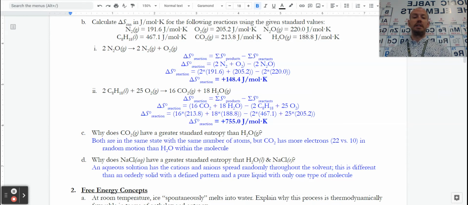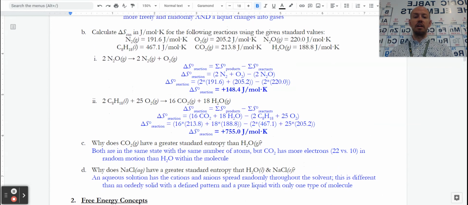So I have 2 for my nitrogens, 1 oxygens, and 2 dinitrogen monoxides. The value comes up as a positive value here, which makes sense with our prediction. Here, we also get a positive value and an even bigger positive value than the previous because we did have the change of state in addition to a bigger increase in the number of molecules. So hopefully, whenever we do math, that can support and prove our predictions correct.